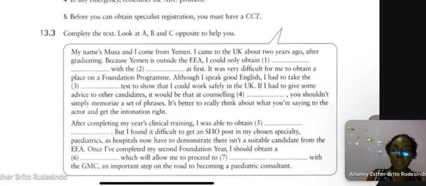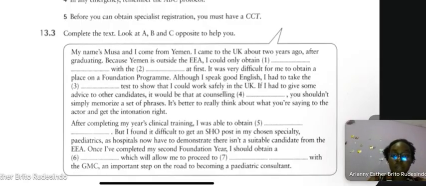Complete the text. Look at A, B, and C opposite to help you. My name is Musa and I come from Yemen. I came to the UK about 2 years ago after graduating. Because Yemen is outside the EEA, I could only obtain limited registration with the GMC at first. It was very difficult for me to obtain a place on a foundation program. Although I speak good English, I had to take the PLAB test to show that I could work safely in the UK.